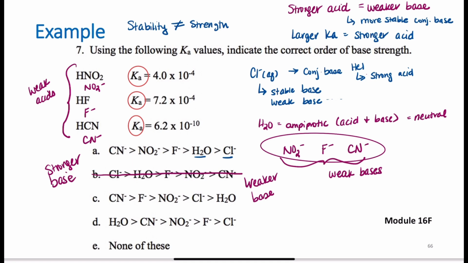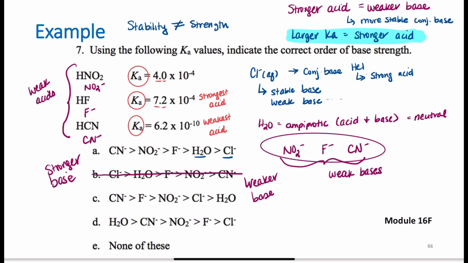Remember, the larger the Ka, the stronger the acid, okay? That means that this is the weakest acid of the list of these three, I mean. And then 4.0 × 10^-4 and 7.2 × 10^-4, this is the strongest acid of this list because 7.2 is greater than 4.0, and they're both 10^-4.